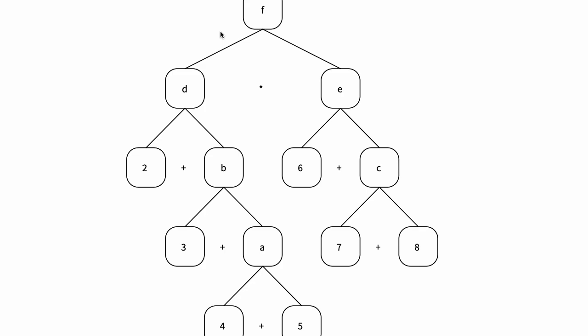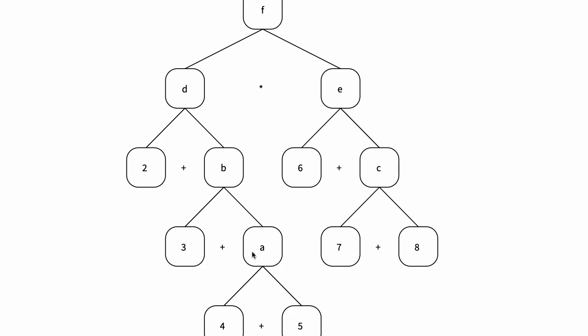As before, we want the root value, or f. We know that f is equal to d times e. Starting with the first input, we know that d is equal to 2 plus b. Next, we need b. We can see that b is equal to 3 plus a. And a is equal to 4 plus 5.